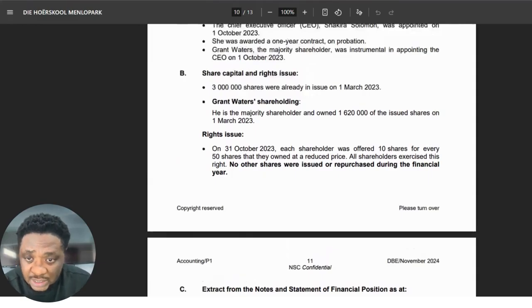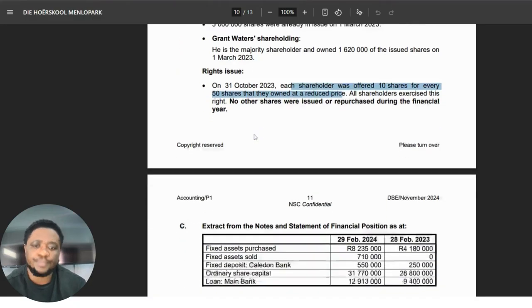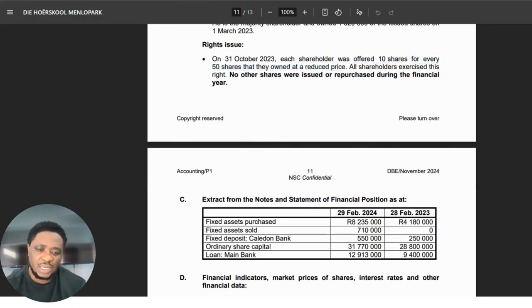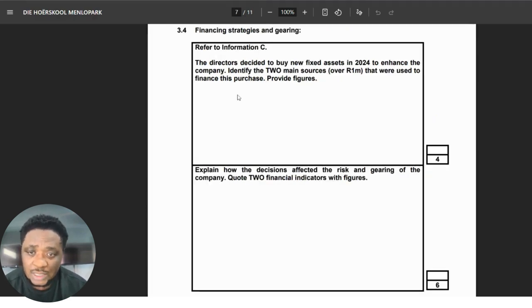And then about shares, we can check if there's any other extra information that was given. It said no other shares were issued or repurchased during the financial year, and then on 31 October, each shareholder was offered. Okay, so there was no repurchase mentioned here. Which means that the difference between the beginning and the end of the year is simply the share issue. So what are we going to do then in this case? As you can see, the answer book makes this a little bit simple because it breaks down the question and you know which part to answer at which time.